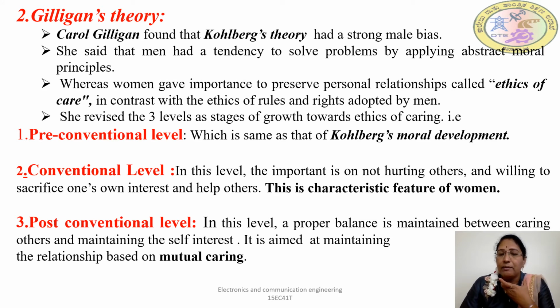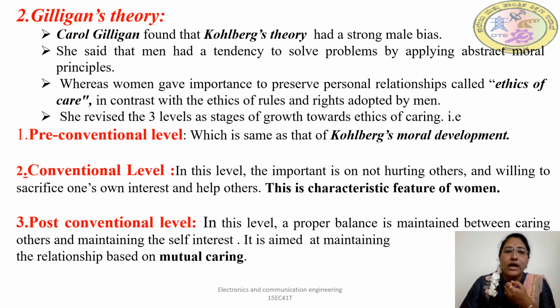She criticized that Kohlberg made the theory by looking only at men's thinking. He took men's behavior and thinking level and demonstrated a theory on moral development. Then she proposed another theory of moral development, also known as Gilligan's theory of moral development. So let us study what she says about moral development.